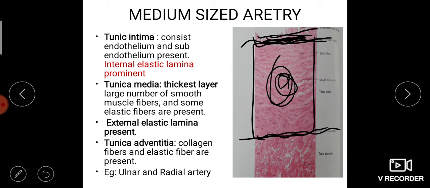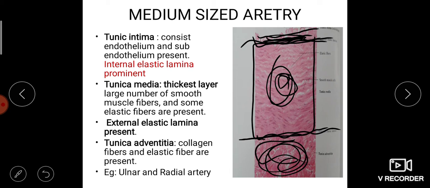Then later we can see the tunica adventitia. Tunica adventitia consists of collagen fibers and elastic fibers, and some muscle fibers are there. Okay. Examples for large artery are aorta and common carotid artery.